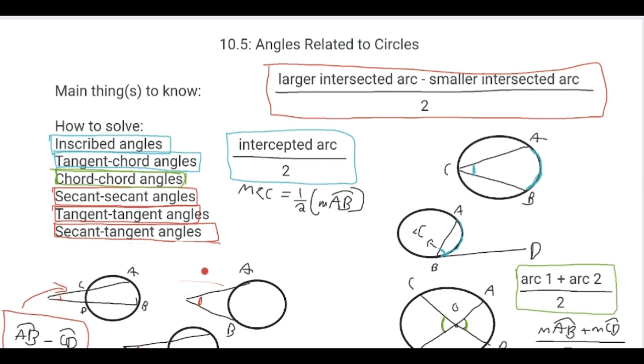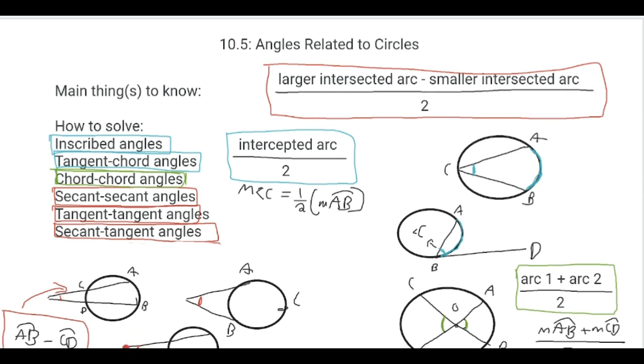Then in this case right here, this tangent, we're going to subtract this larger arc. So let me label a point right here. We're going to take arc ACB minus arc AB divided by 2, and that'll give us this angle. And then in our final one, a secant tangent angle, we're going to take the same thing. We're going to take this larger arc right here, subtract this smaller arc right here, divided by 2, and we're going to get this angle right here.